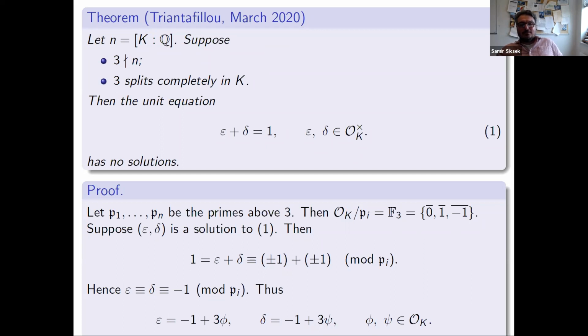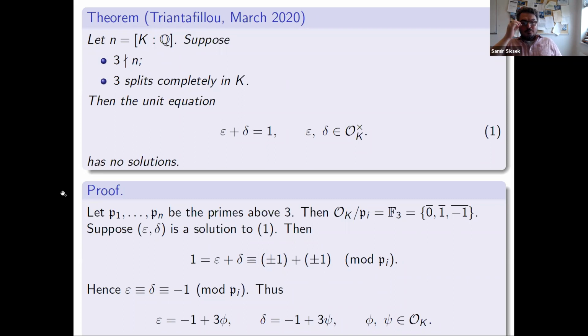But here's a statement. It's very simple. You've got a number field K of degree n, and I only make 2 assumptions. The first assumption is that the degree is not divisible by 3. And the second assumption is that the prime 3 splits completely in K. And the statement is, if you assume these 2 things, then the unit equation has no solutions. Okay, it's a very simple statement. Now let's have a look at the proof.